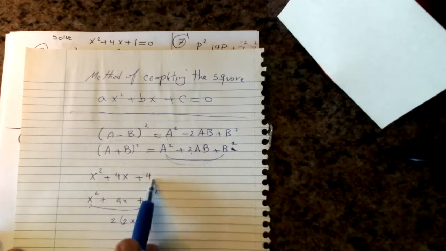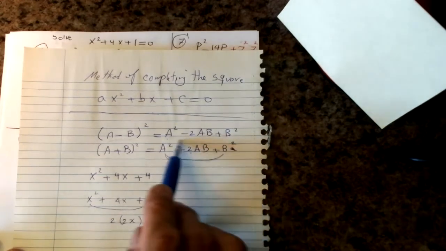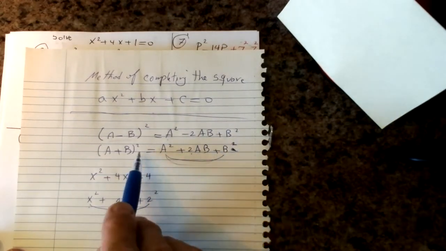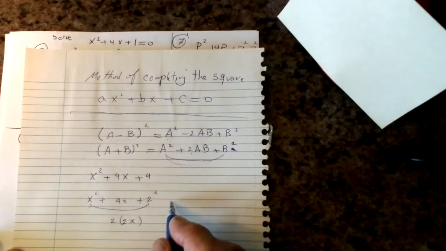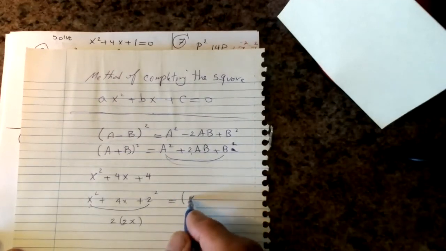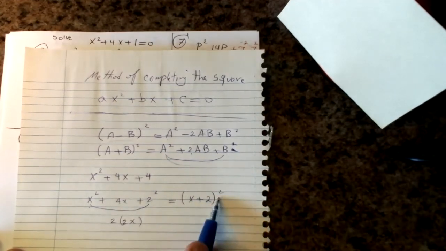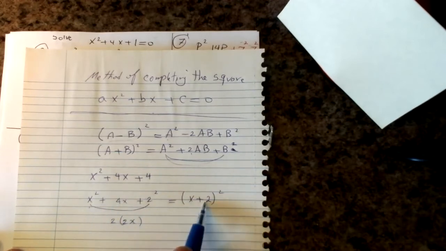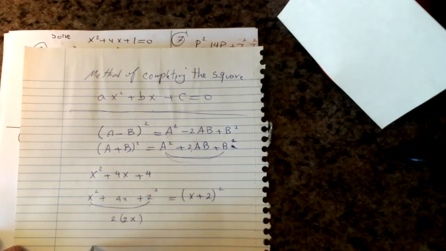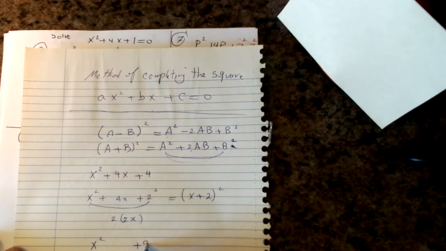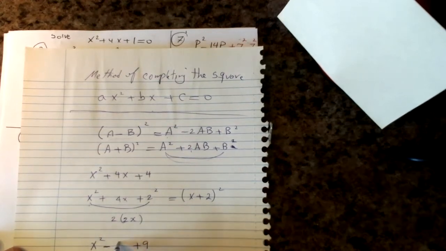So this problem has the right form. And if you want to find the one on the left, this is equal to (x + 2)². (x + 2)² is x², you multiply these two, which is 2x times 2, and then 2². So let's say you have something like this: you have x², and here you have 9, and in the middle you have 6x.